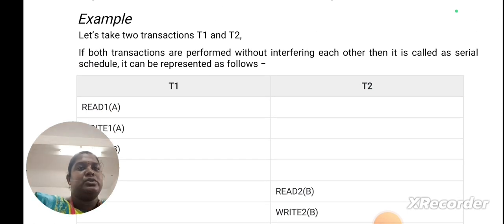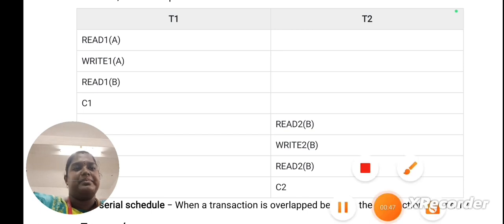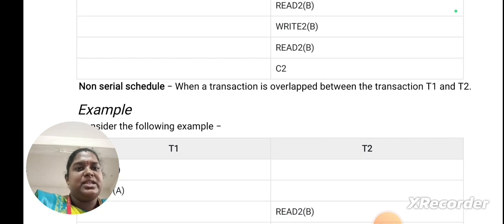Let us have an example here. Transactions T1 and T2. If both transactions are performed without interfering with each other, then it is called a serial schedule. It is represented as read 1 of A, write 1 of A, and then read 1 of B as the next operation. So read 2 of B will happen next. One transaction will be completed and the next transaction will be started.